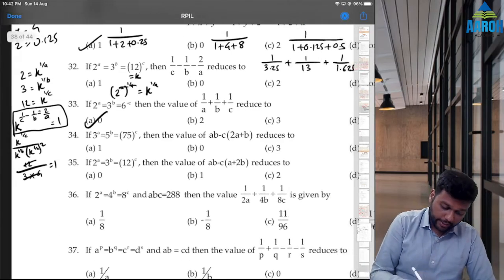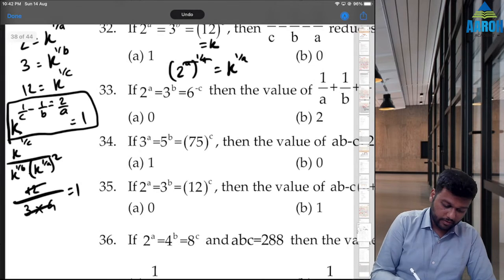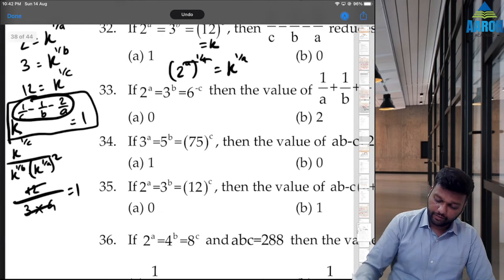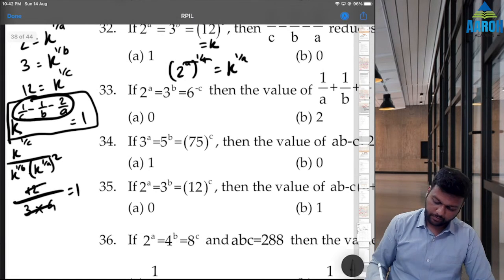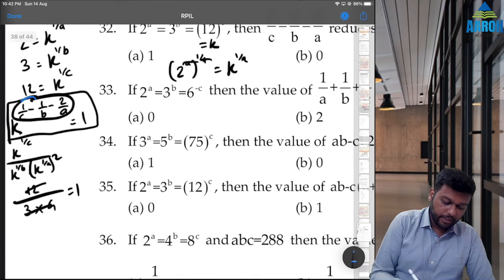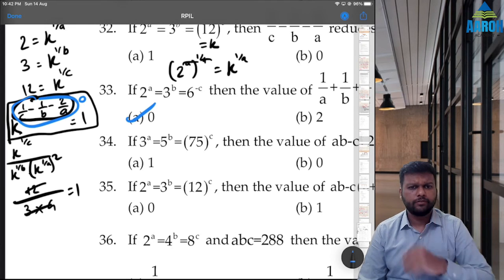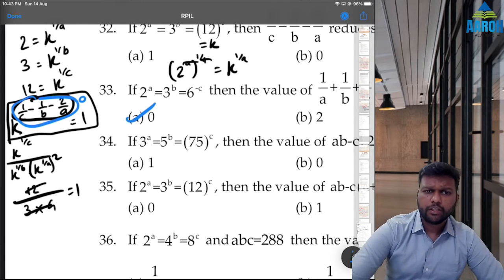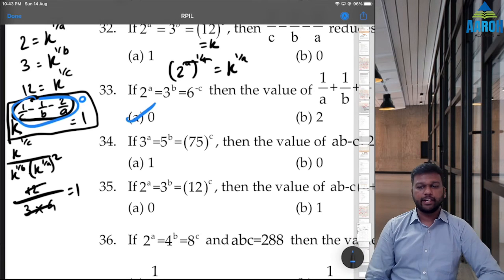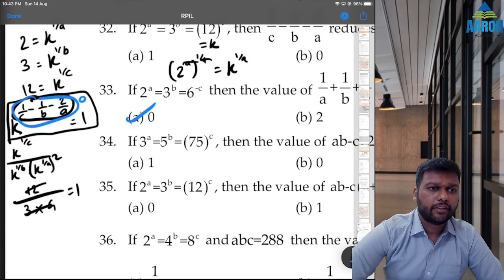Okay. Let me draw it in a different color. Yeah. All this has to be 0 so that k raised to 0 will be 1, right? So 0 is our answer. Okay. So this was a little bit complicated, I agree. But here there is no option. You have to go by that k method, nothing else. Okay. Fine.